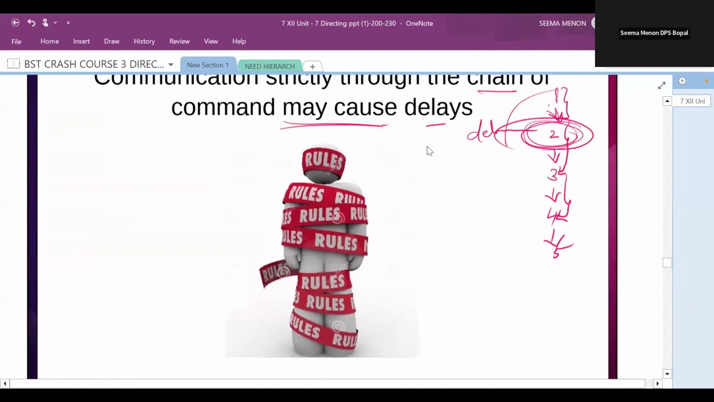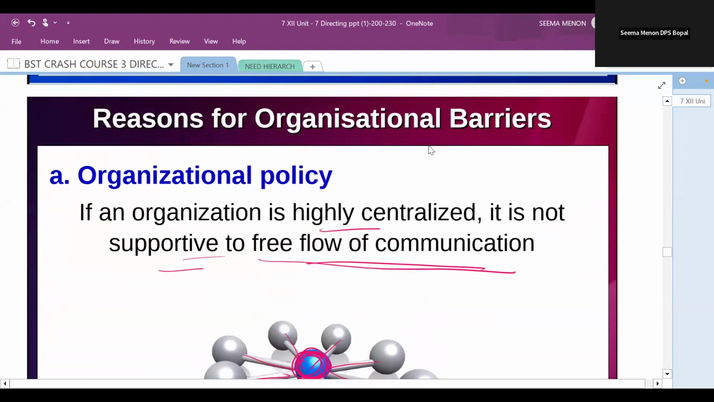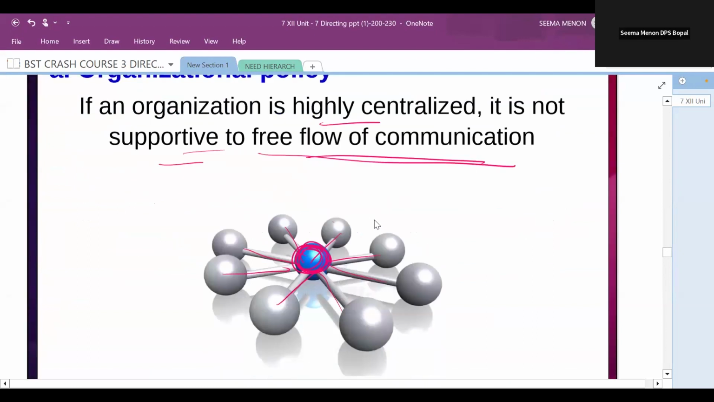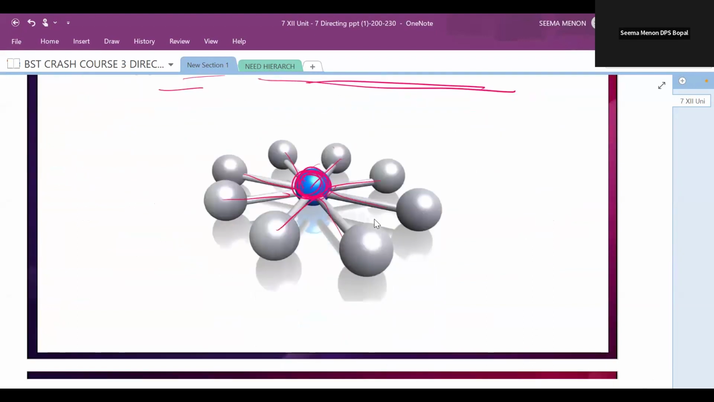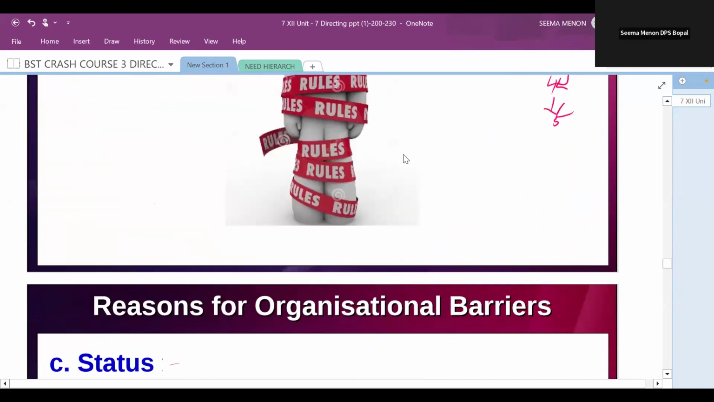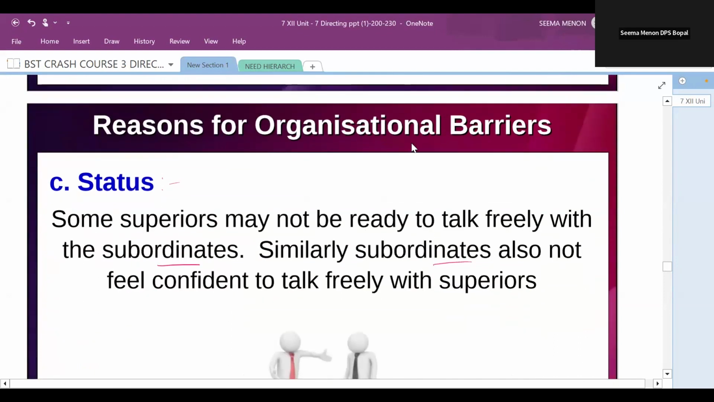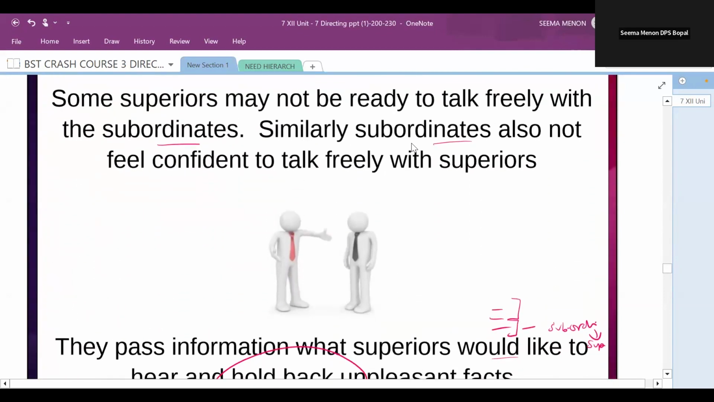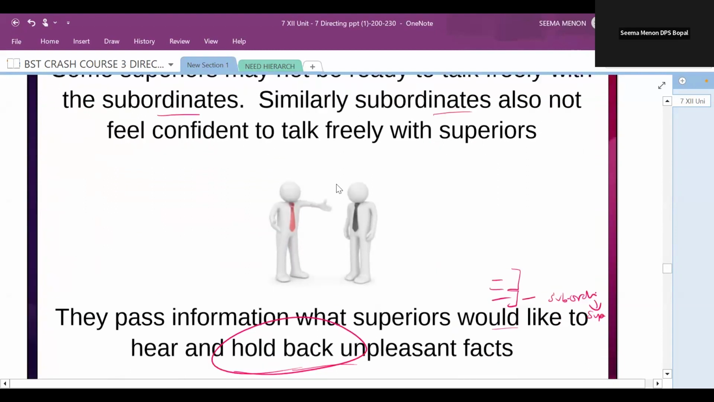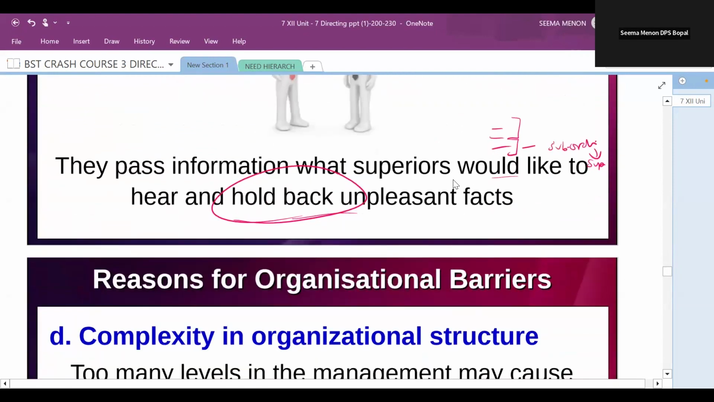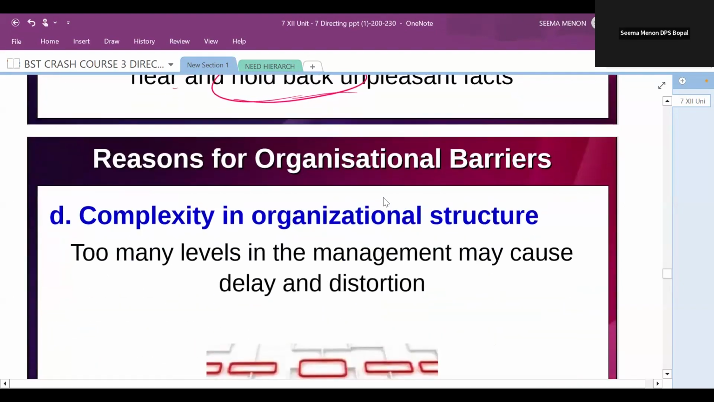So first we discussed, the first point is what? Organizational policy. If it is highly centralized, every instruction they are getting from one person, there can be delay. Second is rules and regulations strictly followed. Then they are definitely following the hierarchical structure, only from one to another. They won't break that link or chain. Next is status. They are not talking freely with each other, so what the superiors would like to hear, that type of information is given. Who will be holding back? The subordinate.